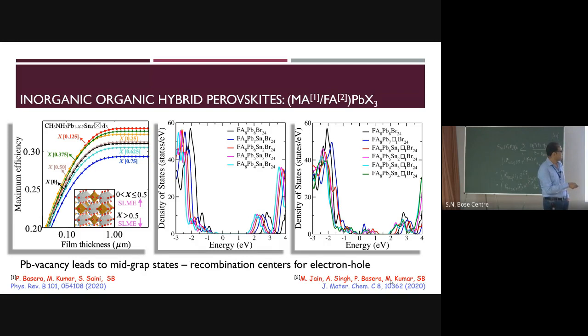And this lead vacancy will always create a mid-gap state. If you have such a mid-gap state, it will act as an electron-hole recombination center and degrade the solar cell performance. So that's what it is. So we are not much interested in substituting lead with something else.